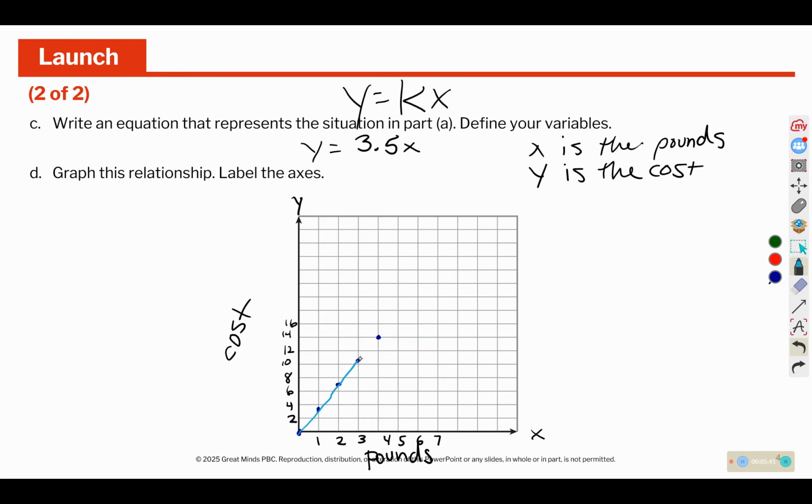We'll just sketch it since my line tool isn't working. This arrow indicates that the more pounds we spend, the more it's going to cost, and that it continues on. We can buy more than 4 pounds. We can buy more than what shows up on this grid.